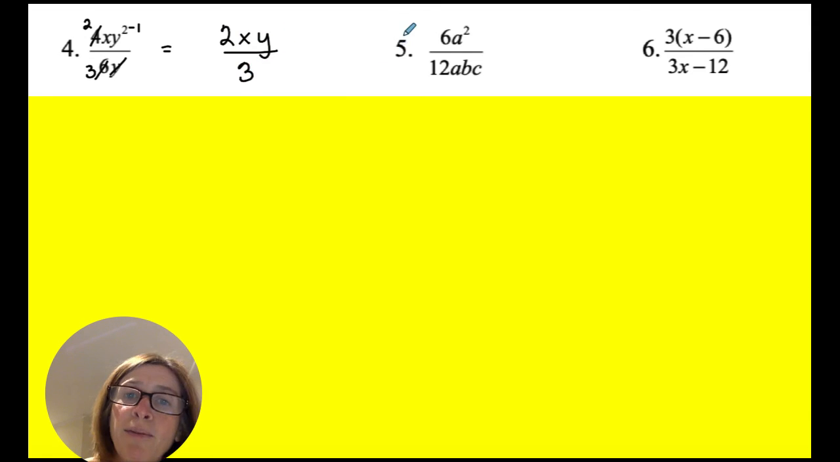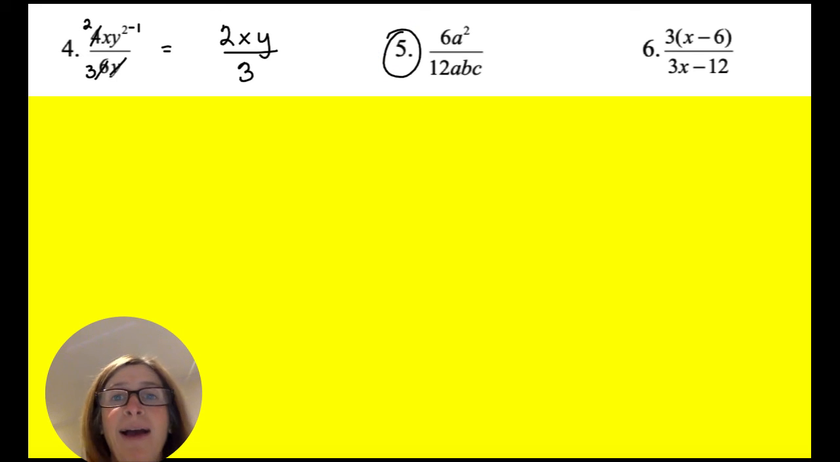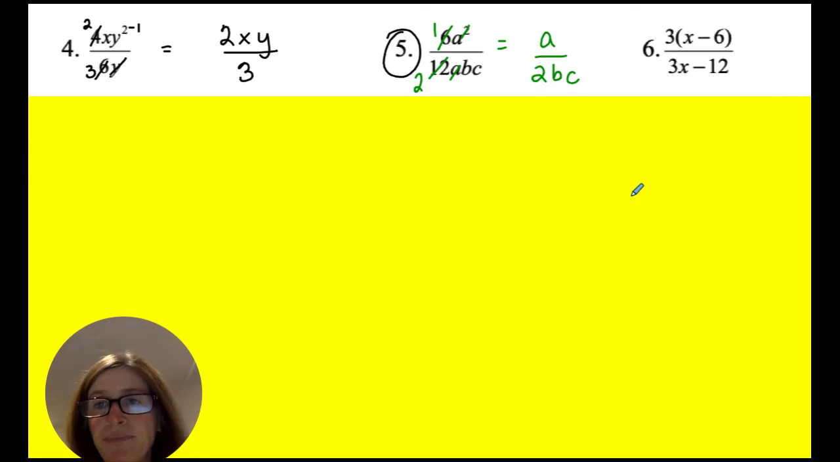All right, you try number 5, press pause, and come back, and I will have done it, okay? All right, so you're back. And you simplified 6 into itself once, into 12 twice. You simplified 1a with 1 in the top, so you had a all over 2bc.